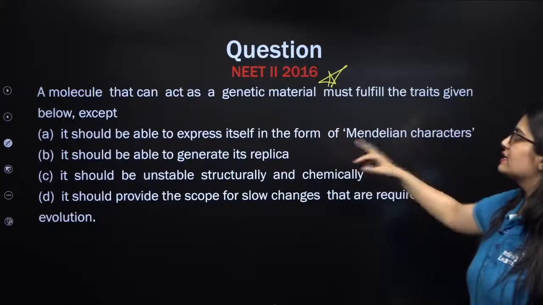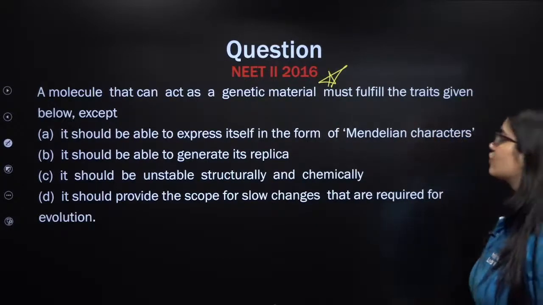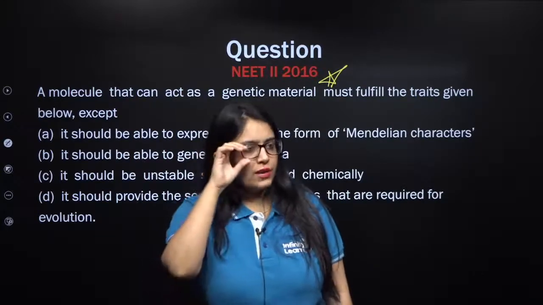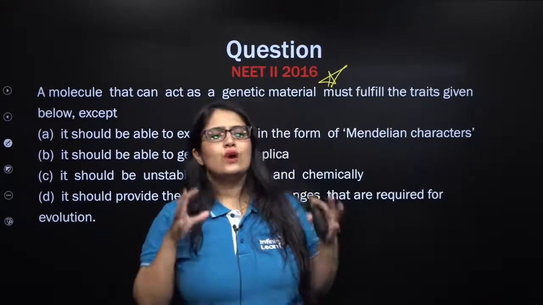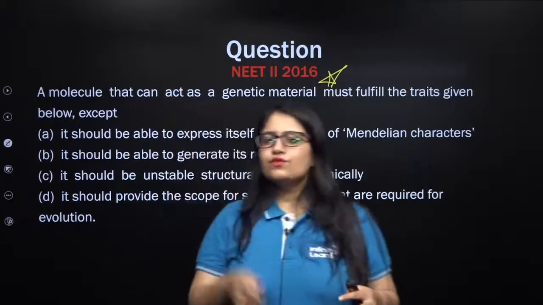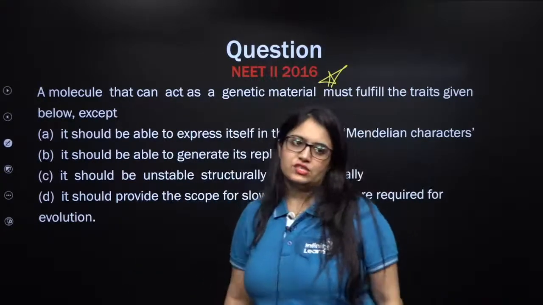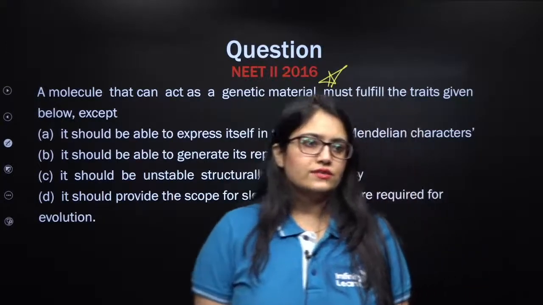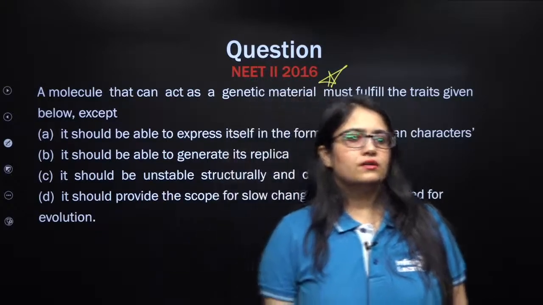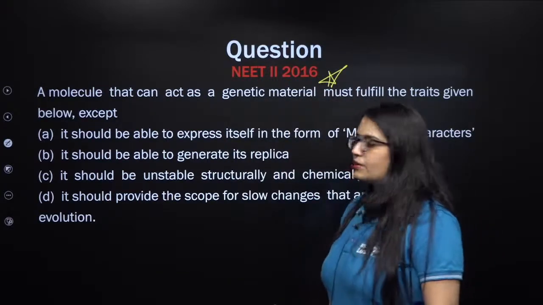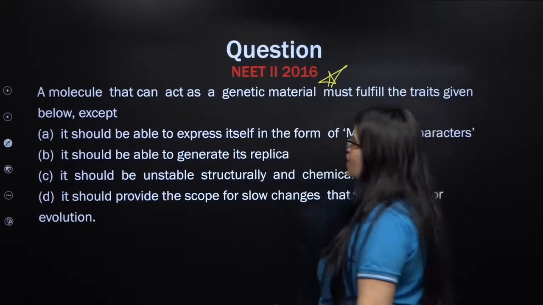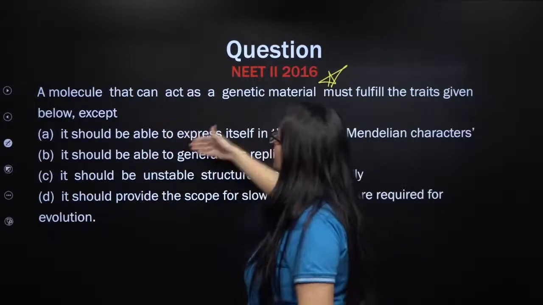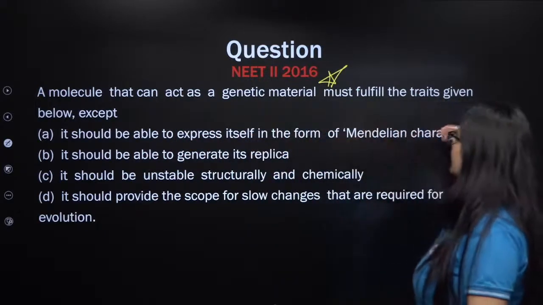Next question. This was asked again in NEET 2016 phase 2. A molecule that can act as a genetic material must fulfill the traits given below except? Any guesses? Out of the four options, you are supposed to find out which is not a property of a genetic material. Any guesses over this, Savita and Nikhil and Karthik? Come on, my kids. Okay, let me help you then. A molecule that wants to act as a genetic material should be able to express itself in the form of Mendelian characters.